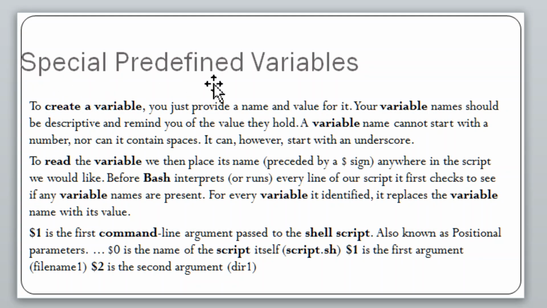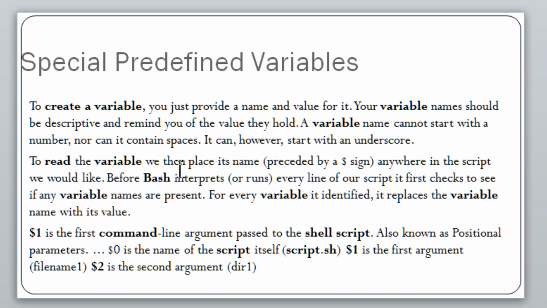We also have special predefined variables. So to create a variable, you just provide a name and a value for it, as we've seen several times. So I can do a equals 10, and that's setting a variable a equal to the number 10. Your variable name should be descriptive and remind you of the value it holds. Obviously a variable named a isn't very descriptive. A variable name cannot start with a number, nor can it contain spaces. It can, however, start with an underscore.